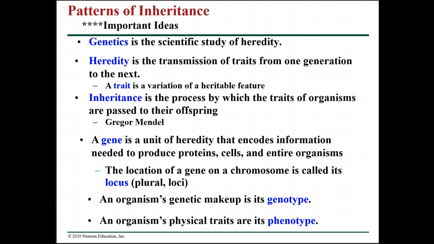A gene is a unit of heredity that encodes information needed to produce proteins, cells, and entire organisms. The location of a gene on a chromosome is called its locus. Plural is loci. An organism's genetic makeup is its genotype. An organism's physical traits are its phenotype. The genotype dictates what the phenotype will be.